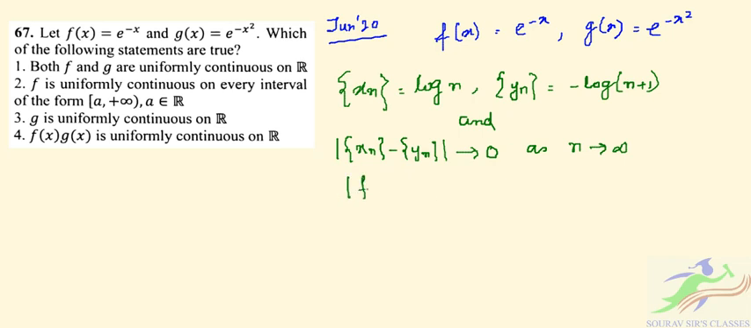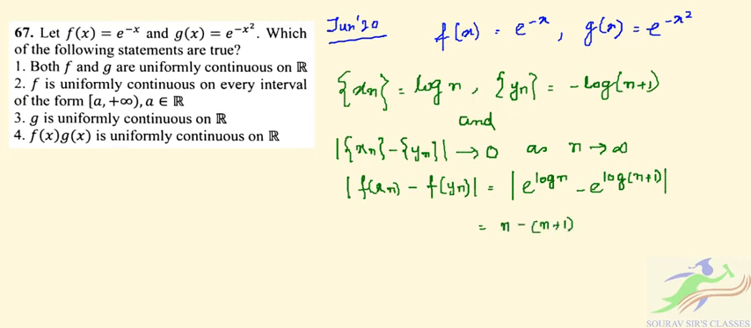Mod of f(x_n) minus f(y_n), within the mod, is equal to e to the power log n minus e to the power log of n plus 1. So we can write it as n minus n plus 1 within mod, which is equal to 1, which is not tending to 0. So we can say that f is not uniformly continuous on R. So for our case, option 1 is wrong.